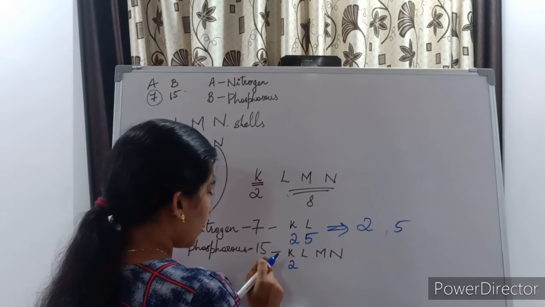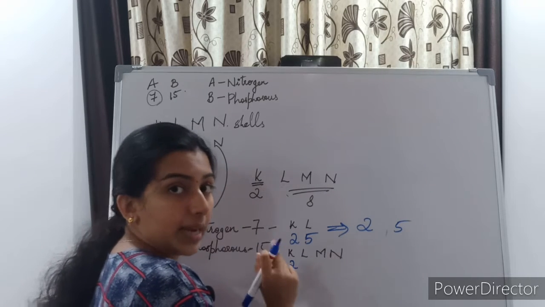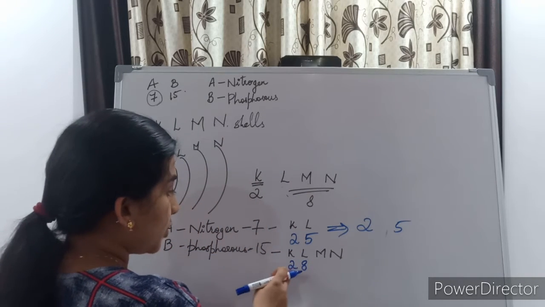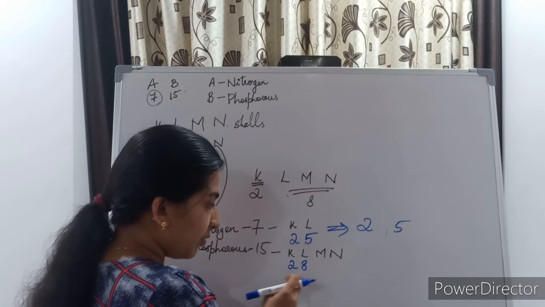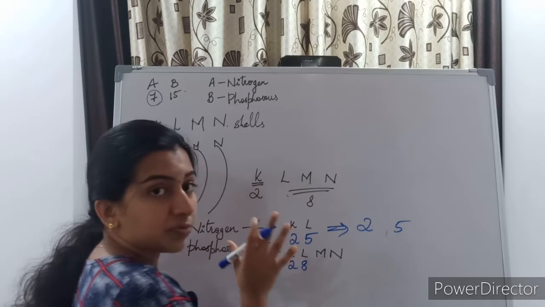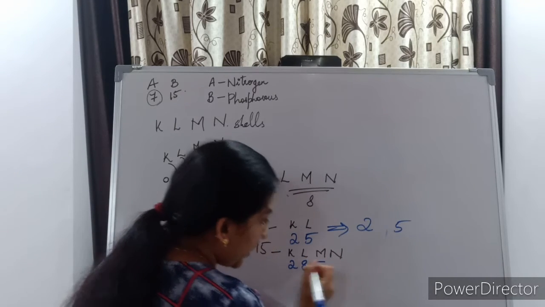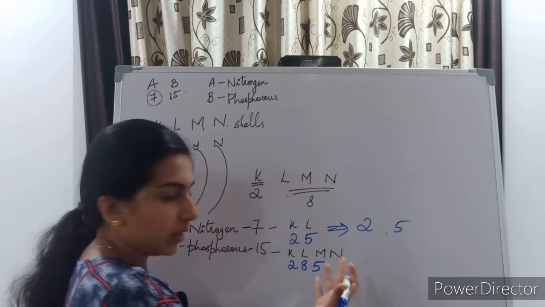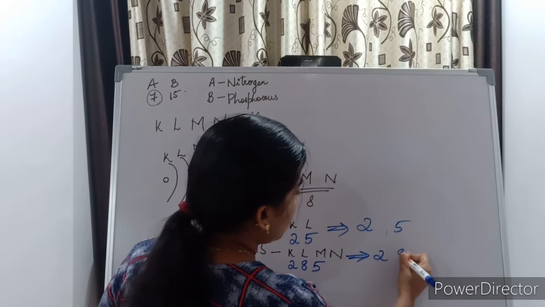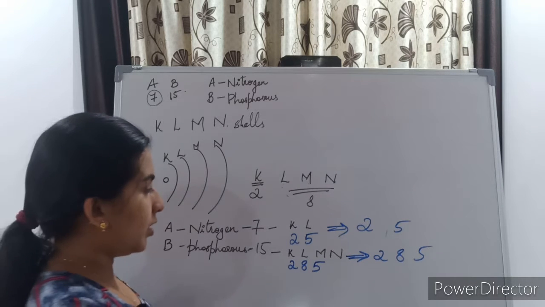Now, what was the maximum number of electrons which can be filled in the L shell? 8, right? So 8 will be filled in the L shell. So 8 plus 2, 10 electrons have been filled in the K and L shells. How many electrons are remaining? 15 minus 10, so 5 electrons are remaining to be filled. Those 5 electrons will be filled automatically in the next level or orbital. So the electronic configuration of phosphorus is 2, 8, 5. This is the electronic configuration.